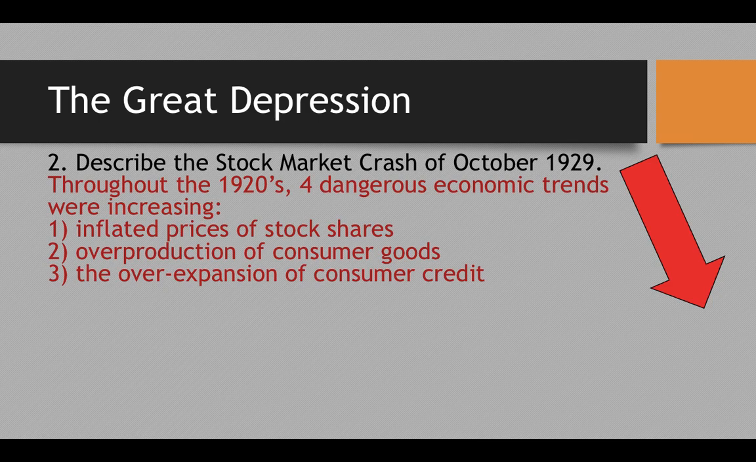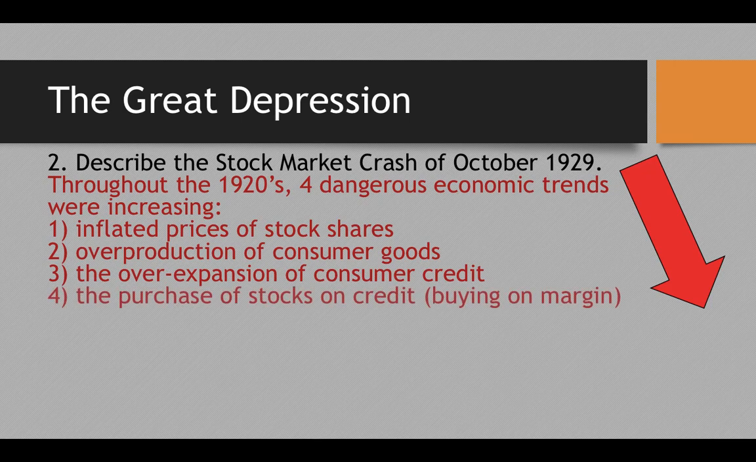The third trend was the overexpansion of consumer credit. You may have heard your parents talk about how dangerous it is to use credit cards all the time. Well, credit was a brand new thing at this time, and people didn't really understand the consequences of buying too much on credit or buying more than they could afford. And that's what was happening at this time. And eventually, when you have people buying so much on credit, you can't do that forever until you have to pay up, and that's about when the stock market crashed.